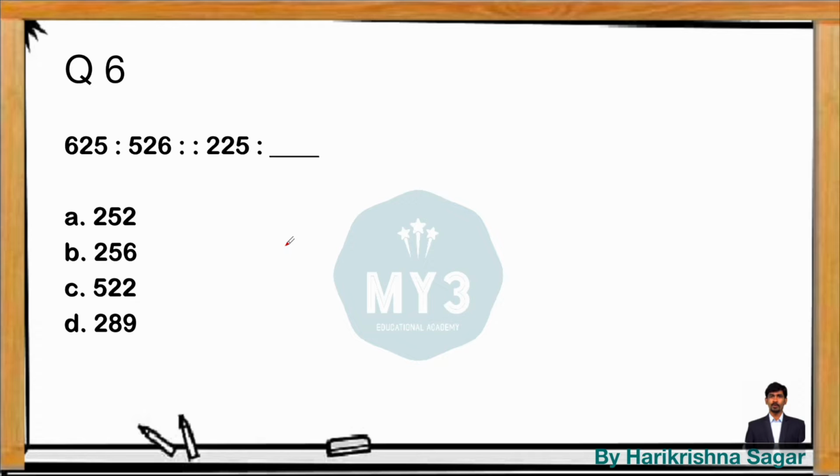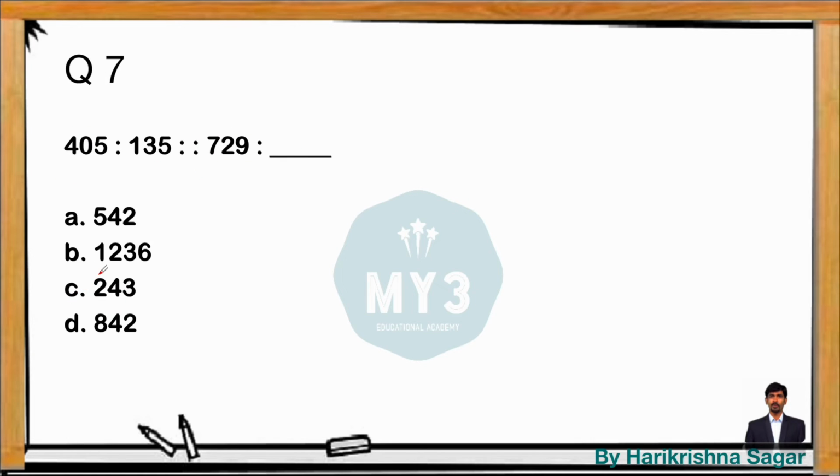Next question. 625 : 526. Then 225 will be what? 526 is not a square number or cube number, so you can check in another way. If you observe 625 and reverse the digits, it will be 526. In the similar way, 225, if you reverse the digits, is 522. Available as C. Mark it as the answer choice.